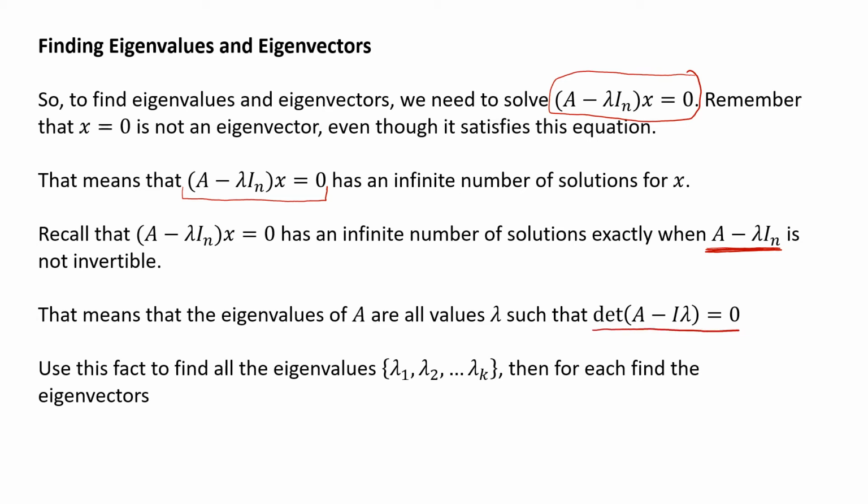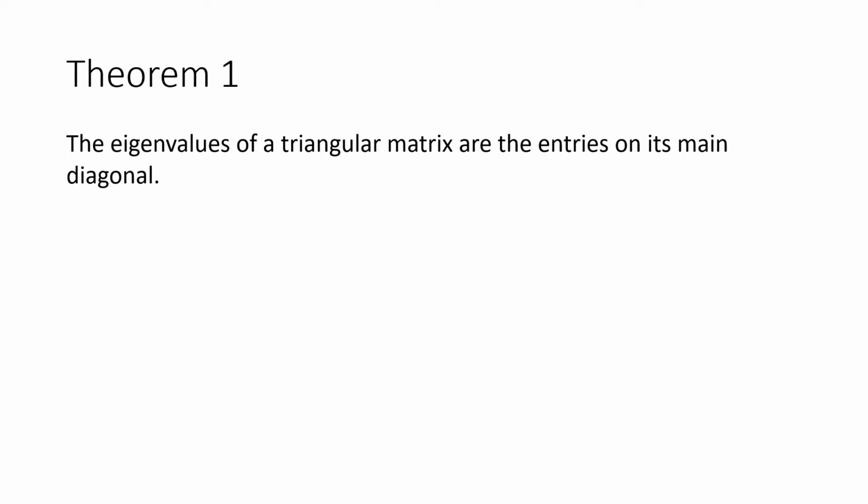So in other words, you are looking for lambdas where A minus lambda I has a determinant of 0. This is the way that we are going to find our eigenvalues, using this fact that the determinant of A minus lambda I is equal to 0. We'll get into that a little bit more, but here we're going to start with this theorem, that the eigenvalues of a triangular matrix are the entries on its main diagonal. This is an easy one.